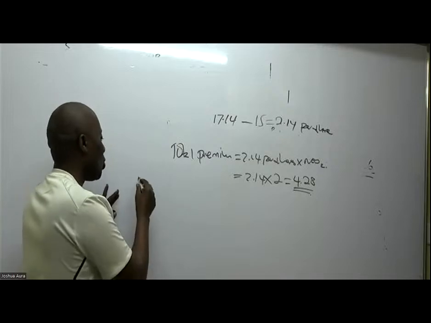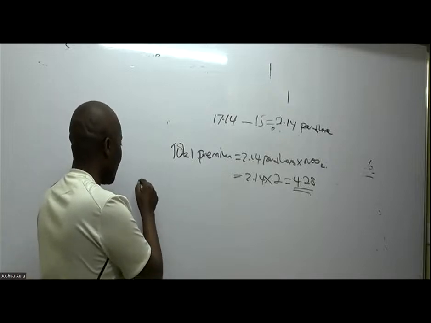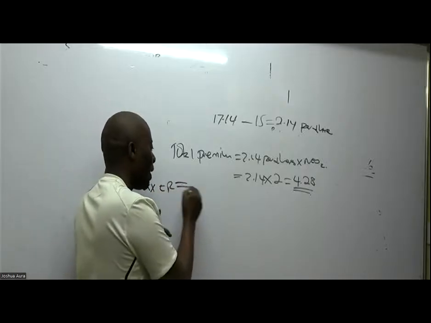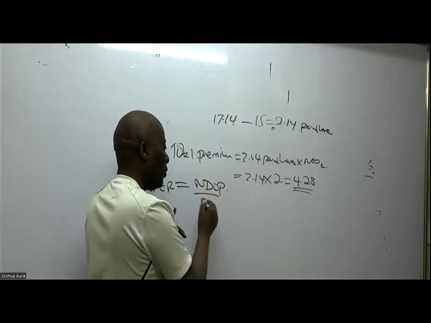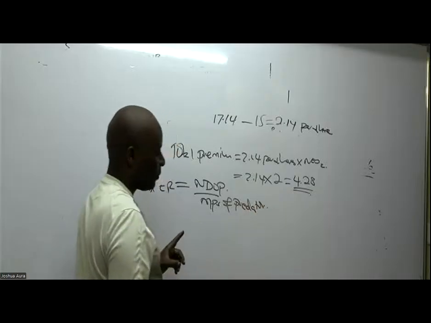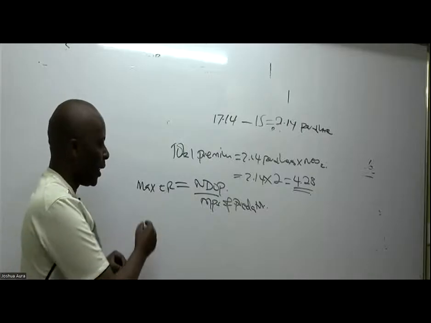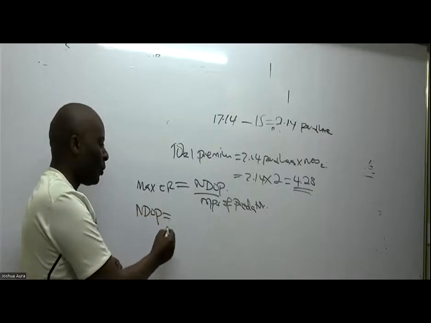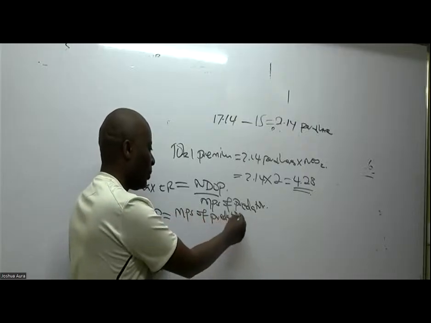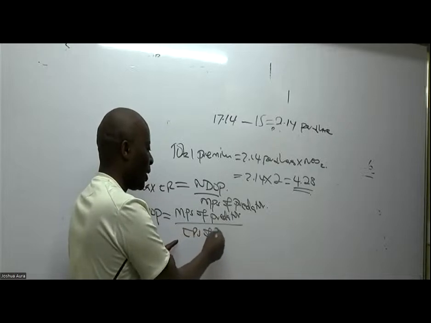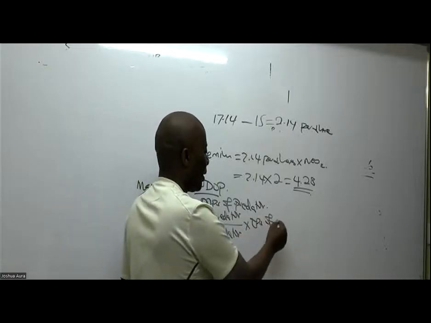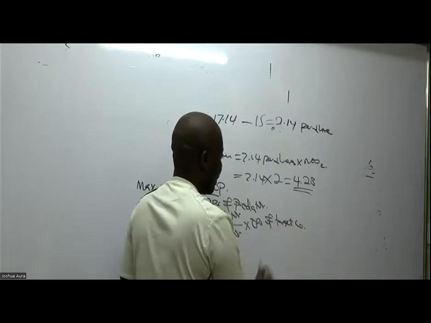Because when you talk about this maximum exchange ratio, you would want a whole number. And how do you do it? If you're using this formula, it's the non-diluting offer price divided by the MPS of the predator, right? And how do we get this non-diluting offer price? We take the MPS of the predator over the EPS of the predator, times the EPS of the target company.